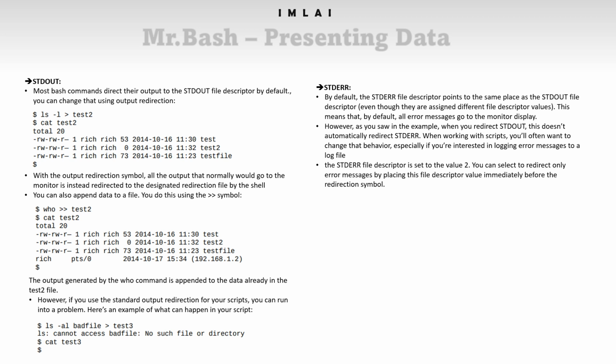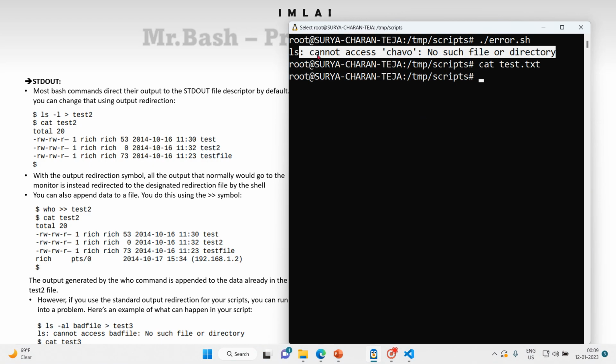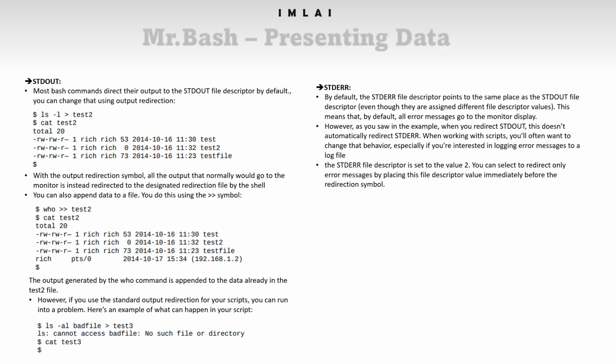By default, the stderr file descriptor points to the same place as the stdout file descriptor. So whatever error has been thrown will be pointed to stdout, and stdout ultimately points to the monitor display. That's the reason you are able to see this error here: from stderr to stdout to monitor.